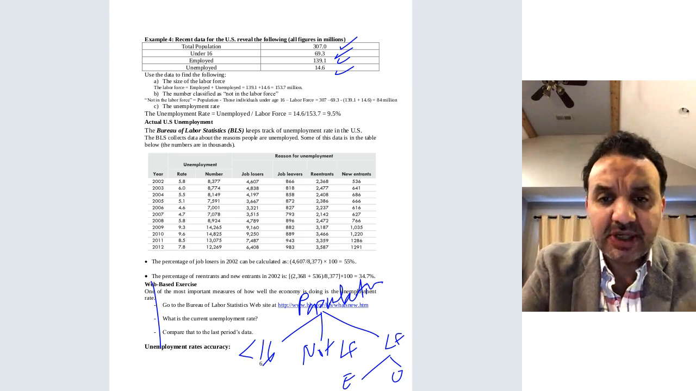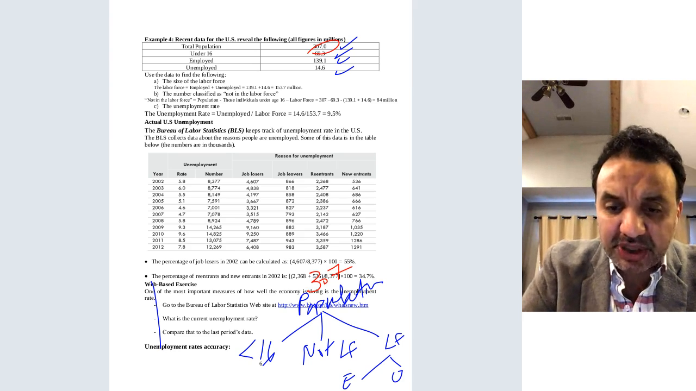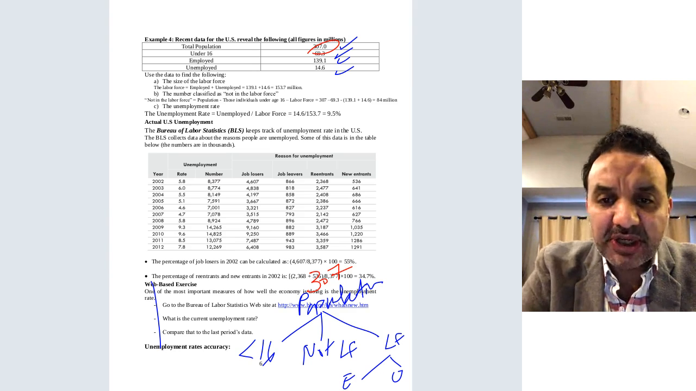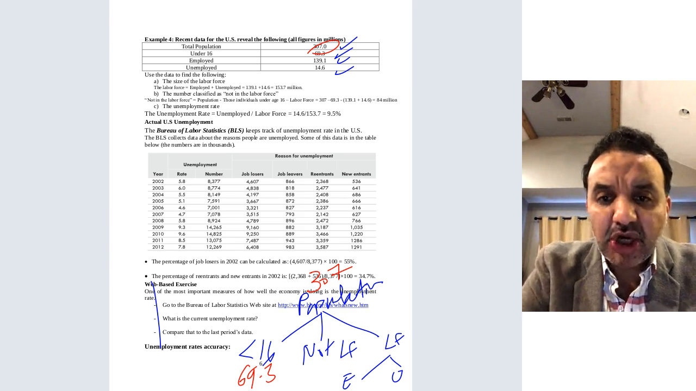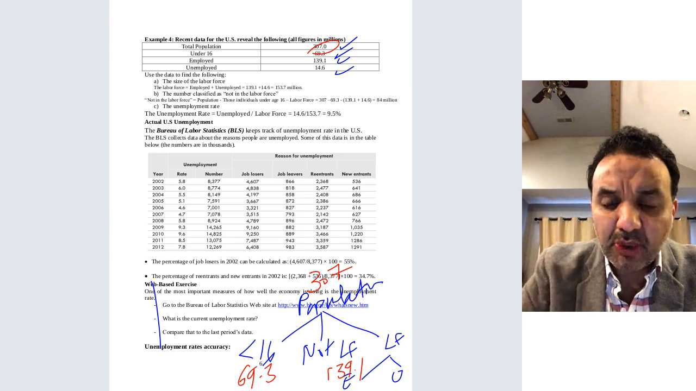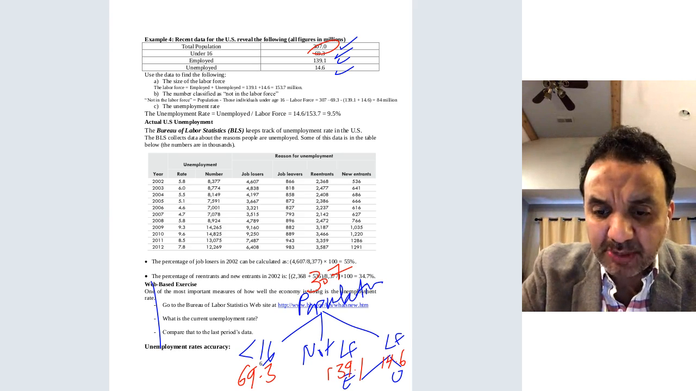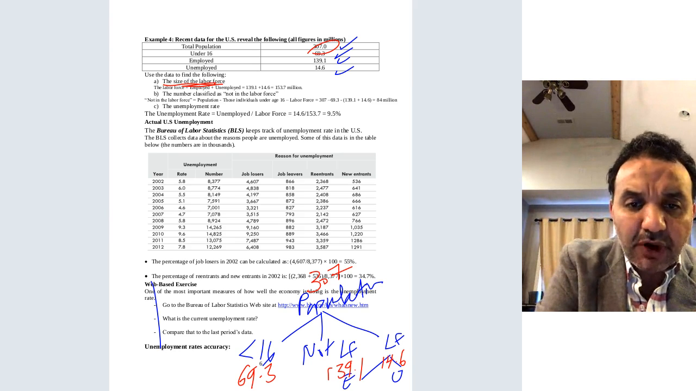Let's see. The total population is 307. Those who are under 16 is 69.3. Employed is 139.1. Those who are unemployed equals 14.6. Now, the first question is, find the size of the labor force.